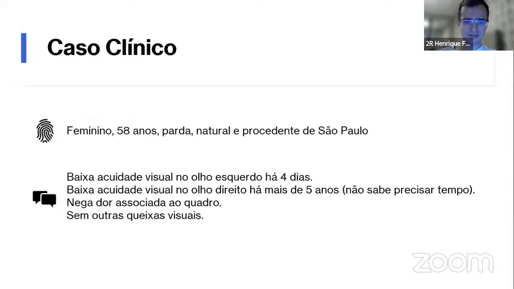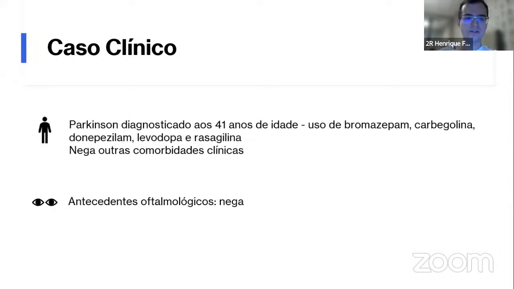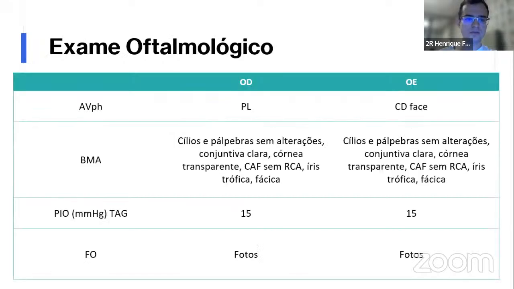Lembrando aqui, uma paciente de 58 anos, que já tinha um diagnóstico precoce de Parkinson aos 41 anos de idade, estava em uso de bromazepam, cabergolina, donepezila, levodopa e rasagilina. Negava outras comorbidades clínicas e outros antecedentes oftalmológicos.